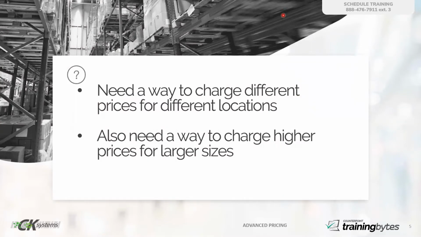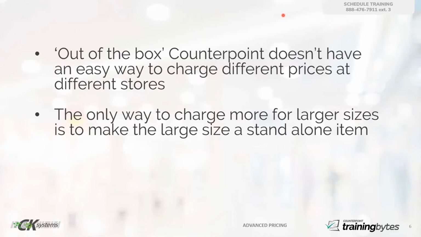So I talk to clients who want to find a way to charge different prices for different locations, or for those of you that sell apparel, you want to charge more for your larger sizes. Out of the box Counterpoint does not have an easy way to charge different prices at different stores. There is a way, but it's a lot of work. And there is no mechanism in out of the box Counterpoint to charge for larger sizes within a matrix. So if you charge more for a larger size, it has to be a standalone SKU.